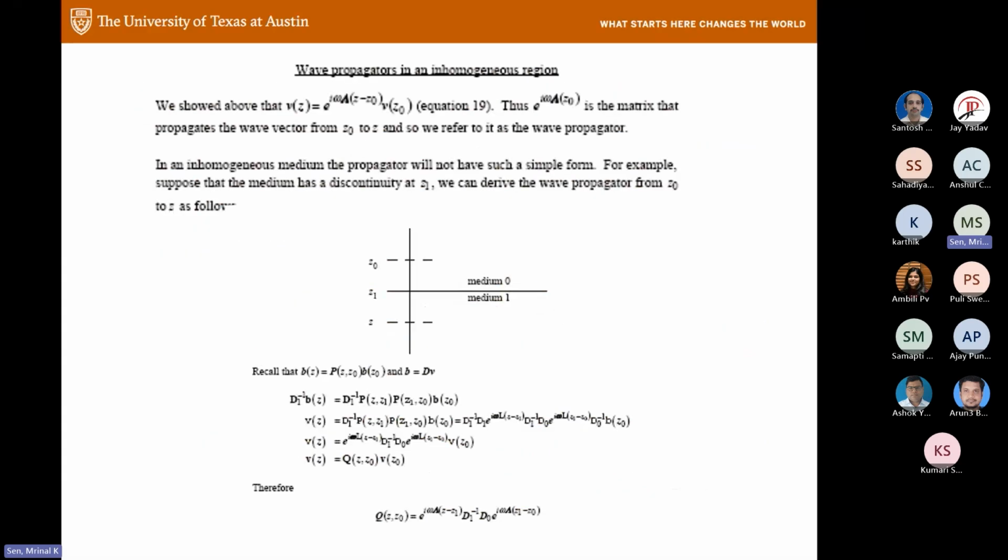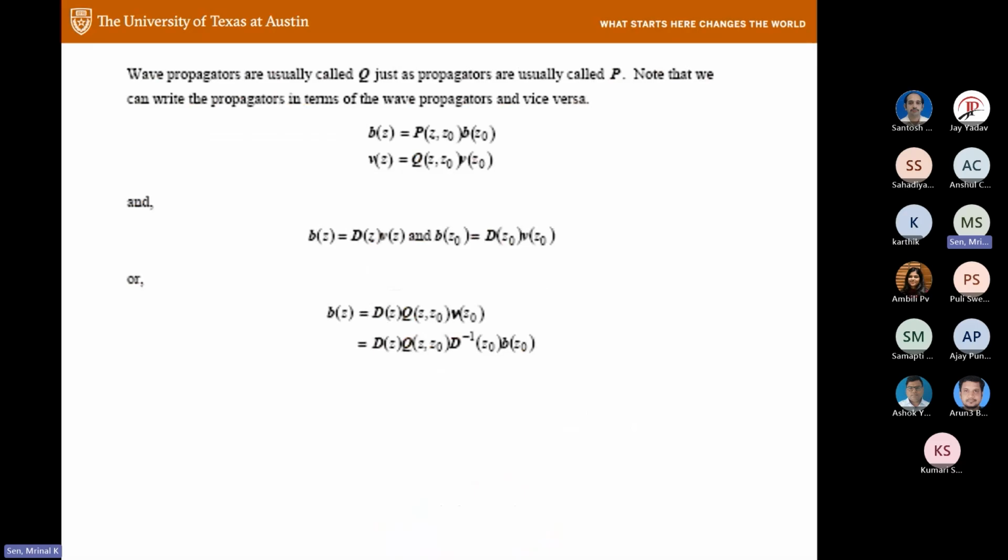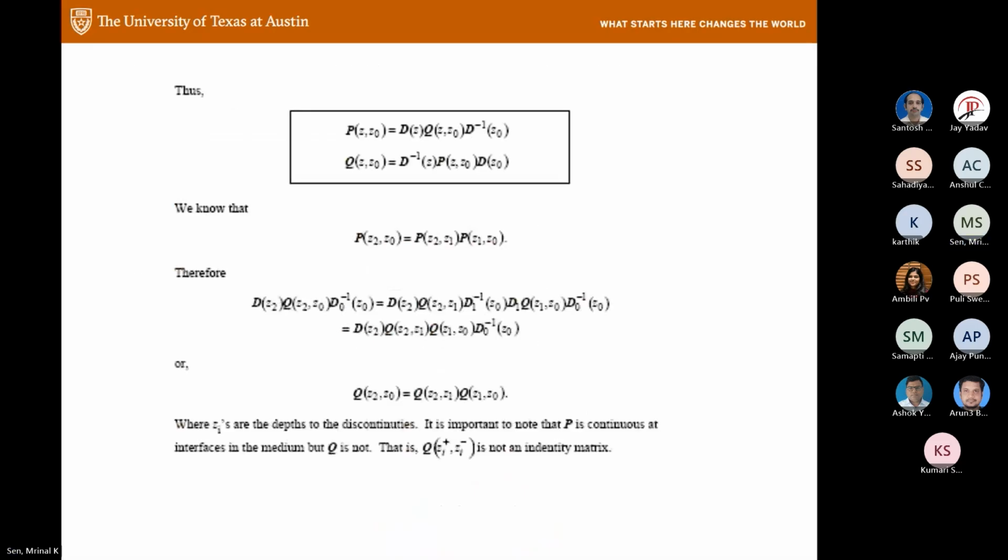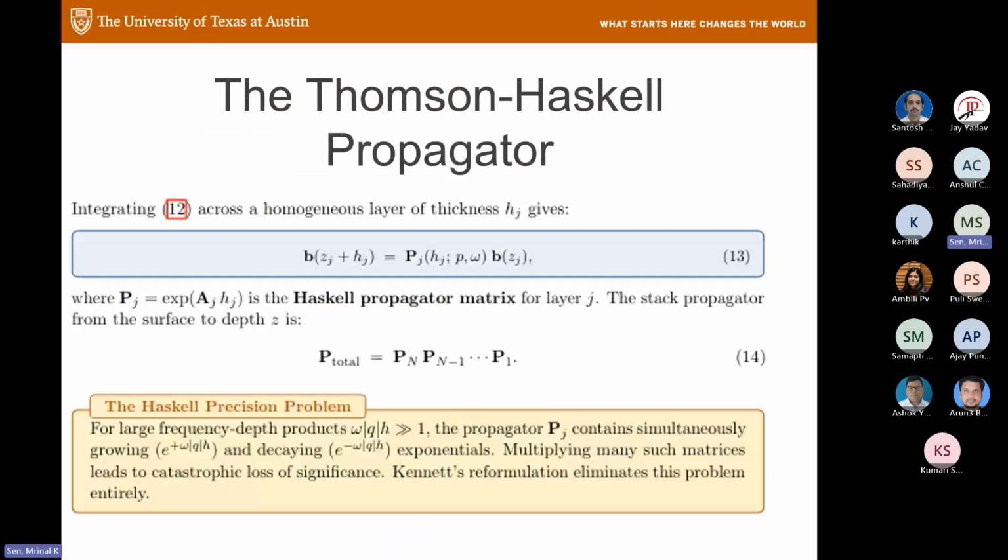So now we look at the wave propagators. This is given by this particular equation. And here, if you have a discontinuity, then you have to propagate up to here, then through this, and then through here. Now, it turns out that if you just look at this Haskell, once the propagator matrix was derived, people actually used this to compute synthetic seismograms. And this became quite popular for a long time, simply cascaded multiplication of this.